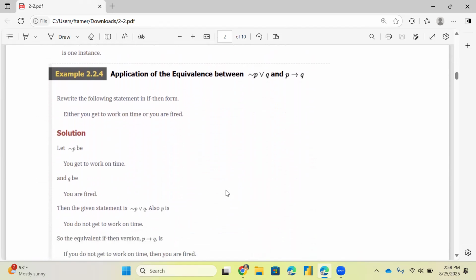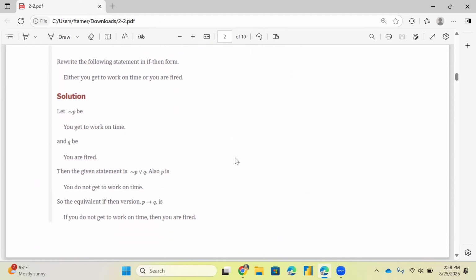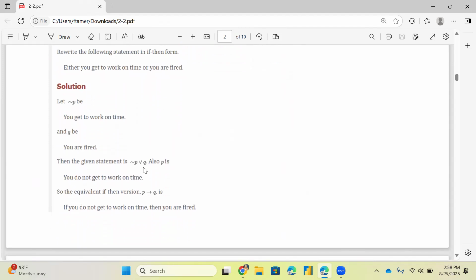Here's one instance. Okay, so we're going to look at this example now. Application of the equivalence between not P or Q and if P then Q. Rewrite the following statement in if-then form: either you get to work on time or you are fired. So we're using this one. Not P is you get to work on time, and Q is you are fired. Then the given statement is not P or Q.